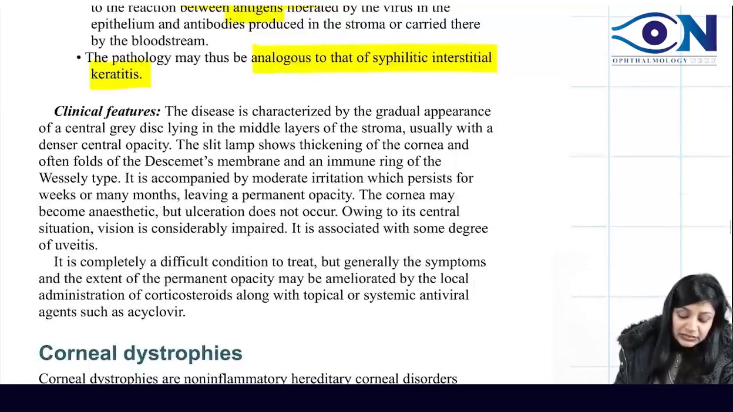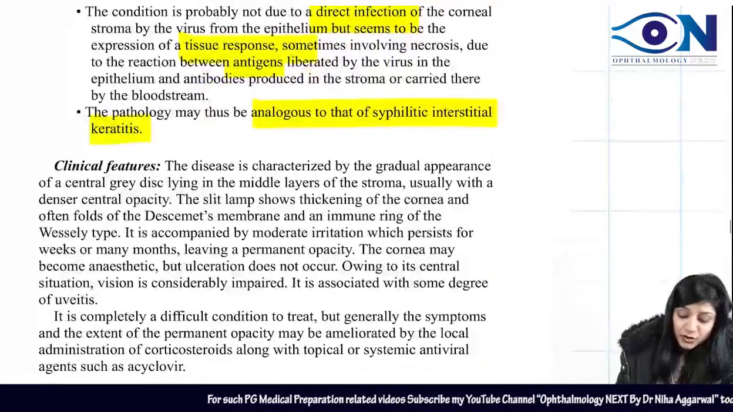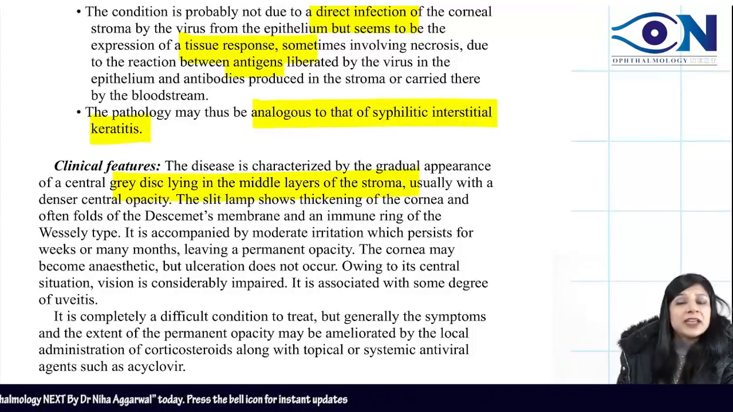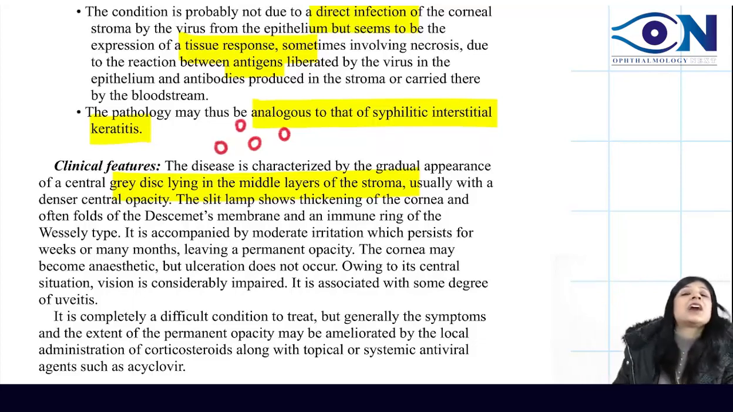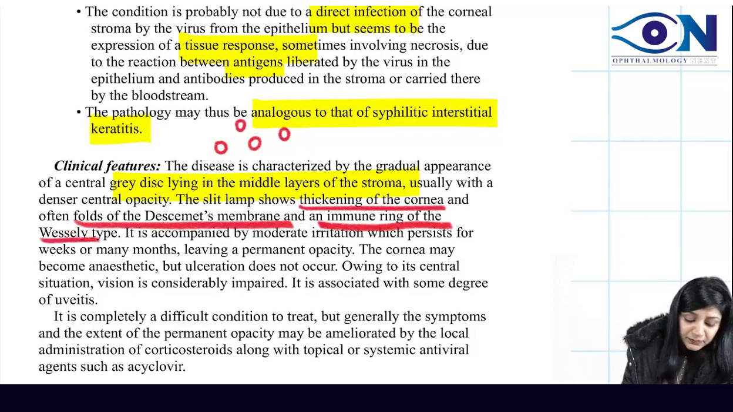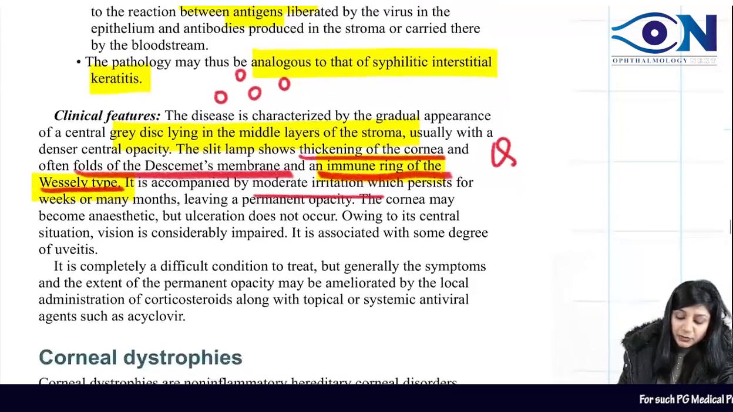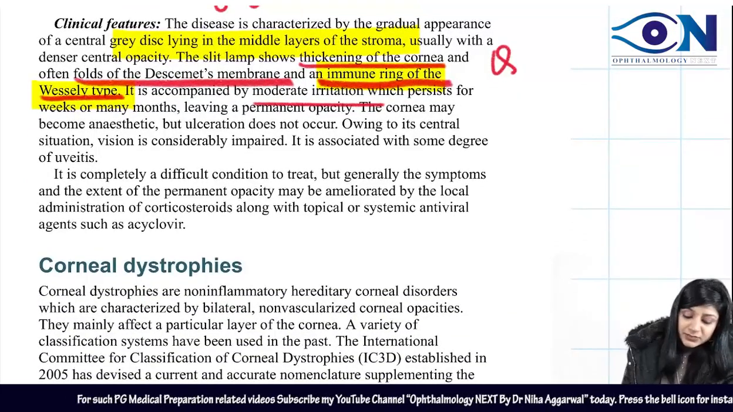If I talk about the clinical features of disciform keratitis, because mainly the stroma is involved, there are again disc-like areas in the stroma. So you have these small coin-shaped or disc-shaped areas. They are present in the stroma, and stroma means they are going to lead to haziness. So this will show thickening of the cornea. We can have folds of Descemet's membrane, and a very important thing, the immune ring of Wessely. I think this has been asked so many times, the immune ring of Wessely. This is an important question. It is accompanied by moderate irritation, leaving a permanent opacity. It is a difficult condition to treat, but generally the symptoms may be ameliorated by the steroids.